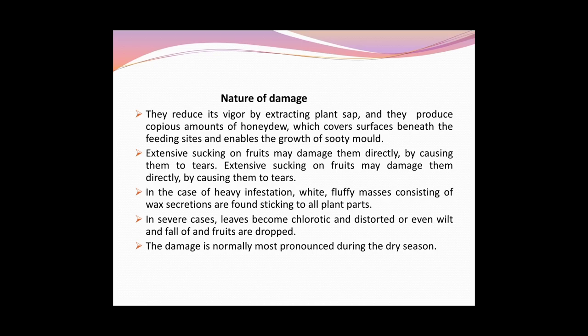Then in the case of heavy infestation, white fluffy masses consisting of wax secretions are found sticking to all plant parts. In severe cases, leaves become chlorotic and distorted or even wilt and fall off, and fruits drop down. The damage is normally most pronounced during the dry season. So this is the nature of damage of citrus mealybugs.